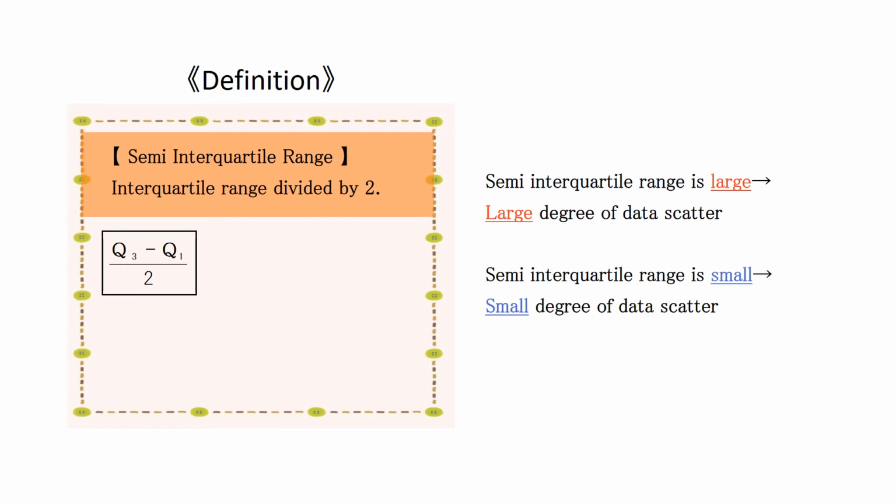The fourth definition is semi-interquartile range. Semi-interquartile range is the interquartile range divided by 2. If the semi-interquartile range is large, there is a large degree of data scatter. If the semi-interquartile range is small, there is a small degree of data scatter.